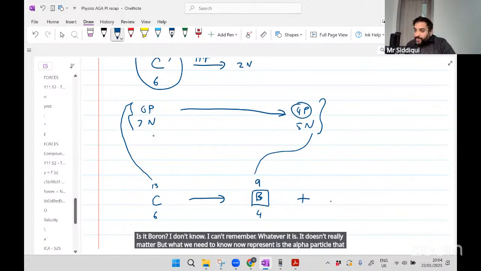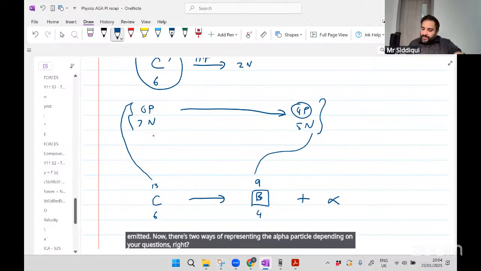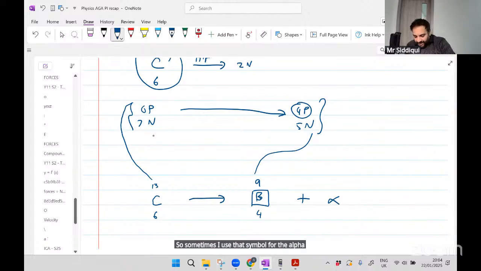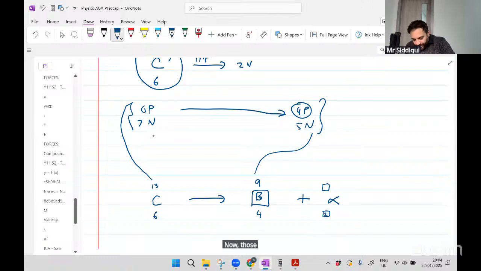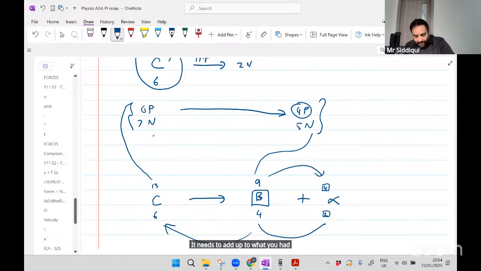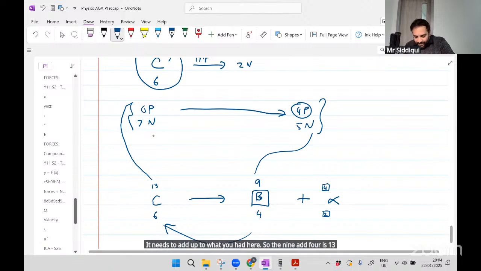Now, there's two ways of representing the alpha particle depending on your questions, right? So sometimes they use that symbol for the alpha particle, but they ask you to fill in these numbers. Now, those numbers have to be 2 and 4 because it needs to add up to what you had here. So the 9 add 4 is 13, and 4 and 2 is that.